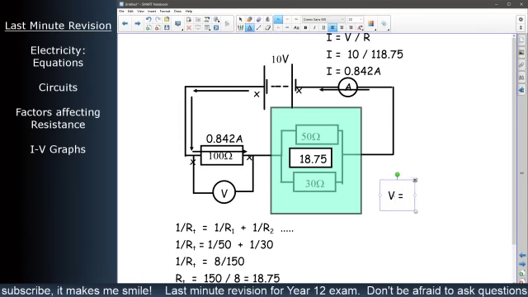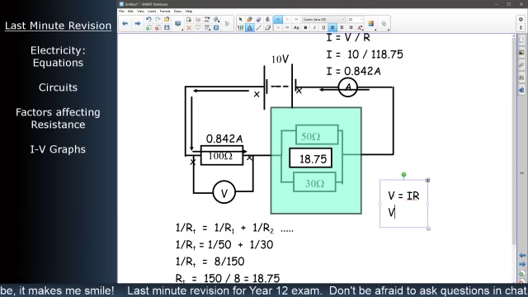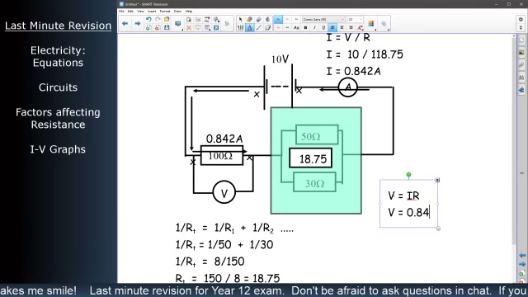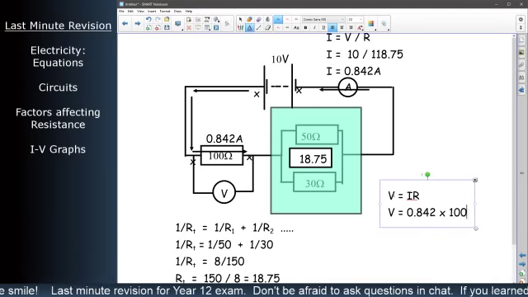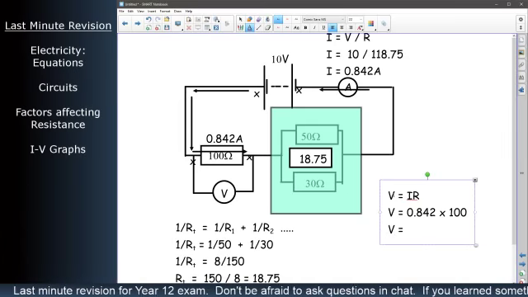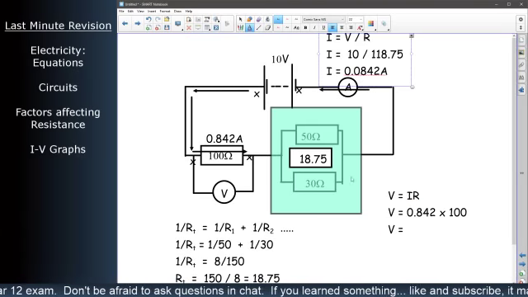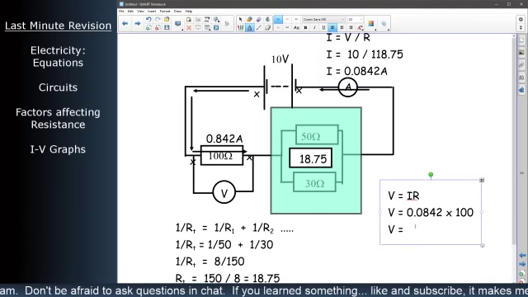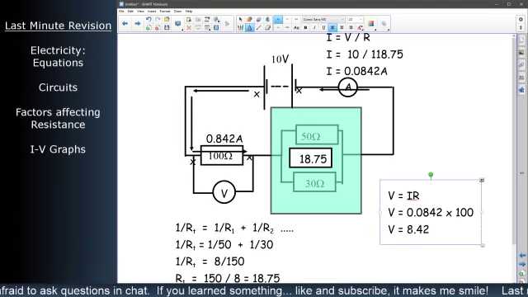We get V equals IR. That V is equal to 0.842 multiplied by 100. So V equals 0. That should be an O. Yeah, it should be an O. I knew that was wrong. Right, 0.0. Watch your calculator, people. Watch your calculator. Multiply by 100, giving me 8.42.